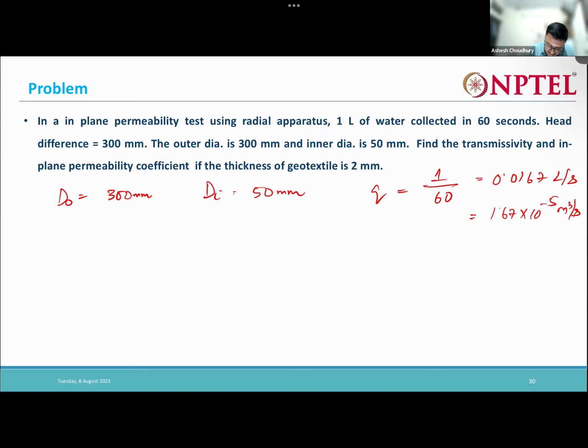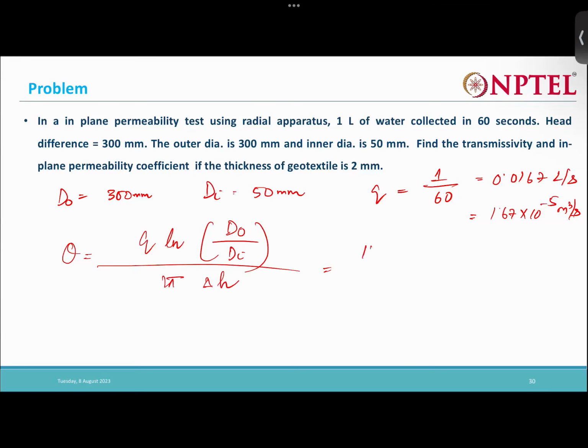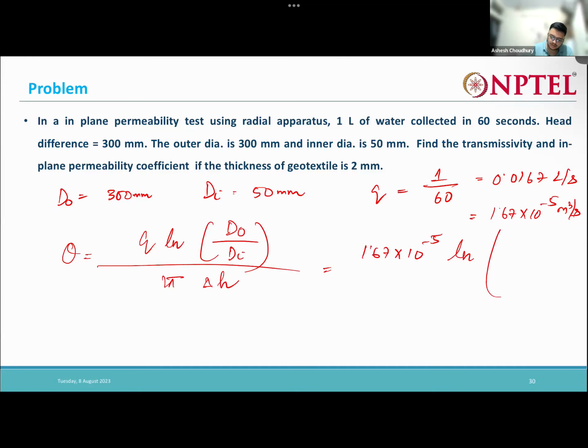Now this transmissivity theta is given by q ln r naught by r1 by 2 pi delta h. So q is how much? 1.67 into 10 to the power minus 5, ln natural log of 300 by 50, by 2 pi into this head difference. So what is the head difference? Head difference is 300, 300 into 10 to the minus 3 meters. Okay, so calculate this transmissivity.